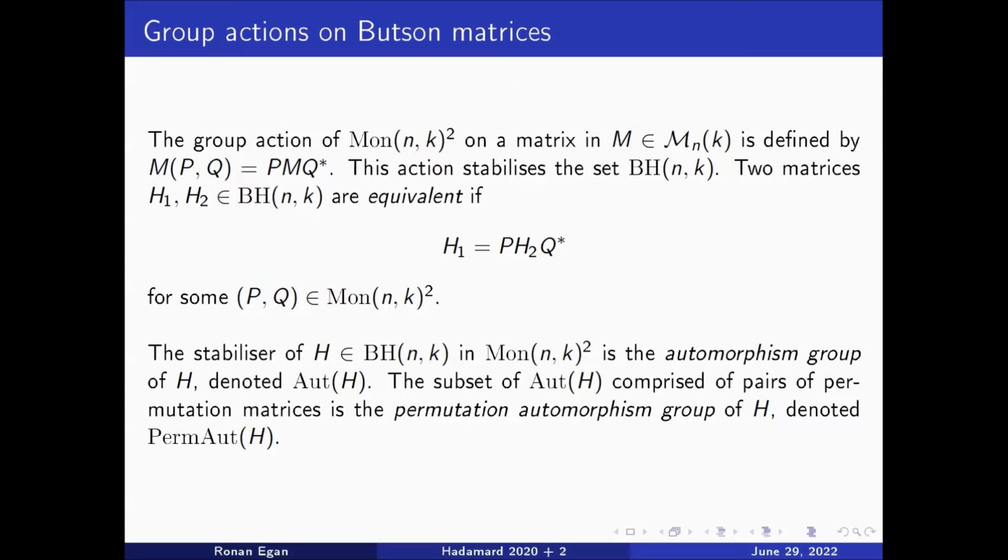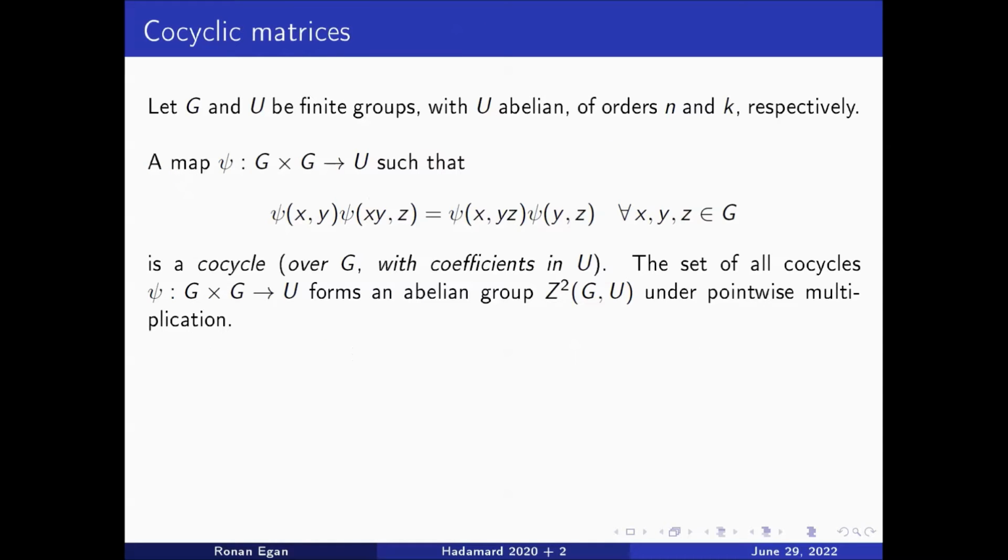So the other thing that Santiago also dutifully took care of for me is the notion of a co-cyclic matrix. So did Andres. So I will very much gloss over the details here. But just to remind you, I've got finite groups G and U. U is abelian, doesn't matter what G is. Orders n and k respectively. And then I have to satisfy this equation for every triple of elements x, y, and z in G for my co-cycle psi, or for the map psi to be a co-cycle.